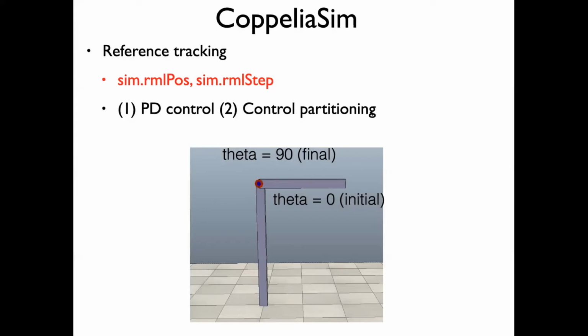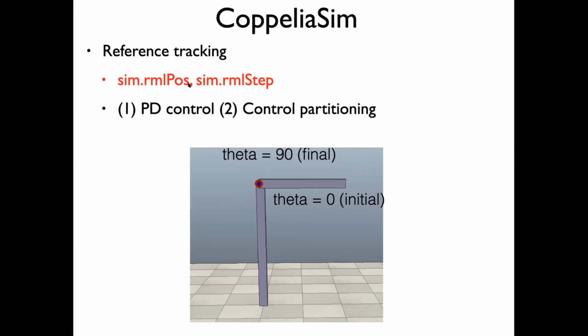Okay, so next I'm going to show you how to do the same thing in CoppeliaSim, which is control partitioning. In fact, we'll take one of the earlier examples. We had a pendulum which we've modeled, and in this case, the initial position is going to be 0 for the pendulum, in which case it's going to be horizontal, and then our goal is to go to 90 degrees, which is going to make it vertically upright.